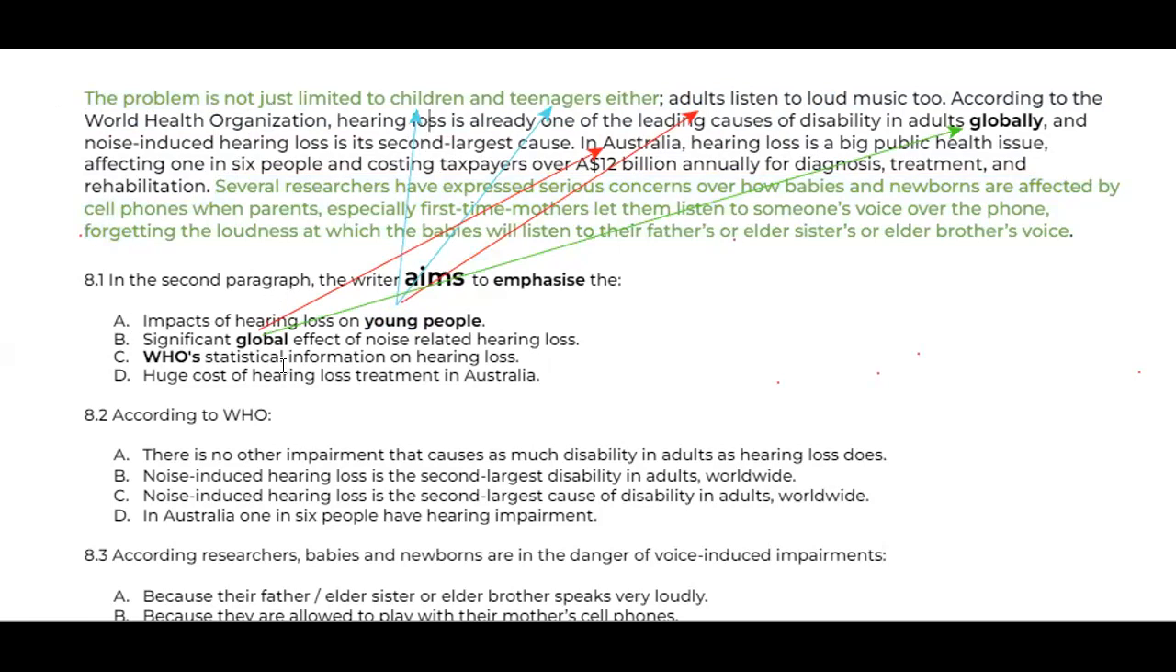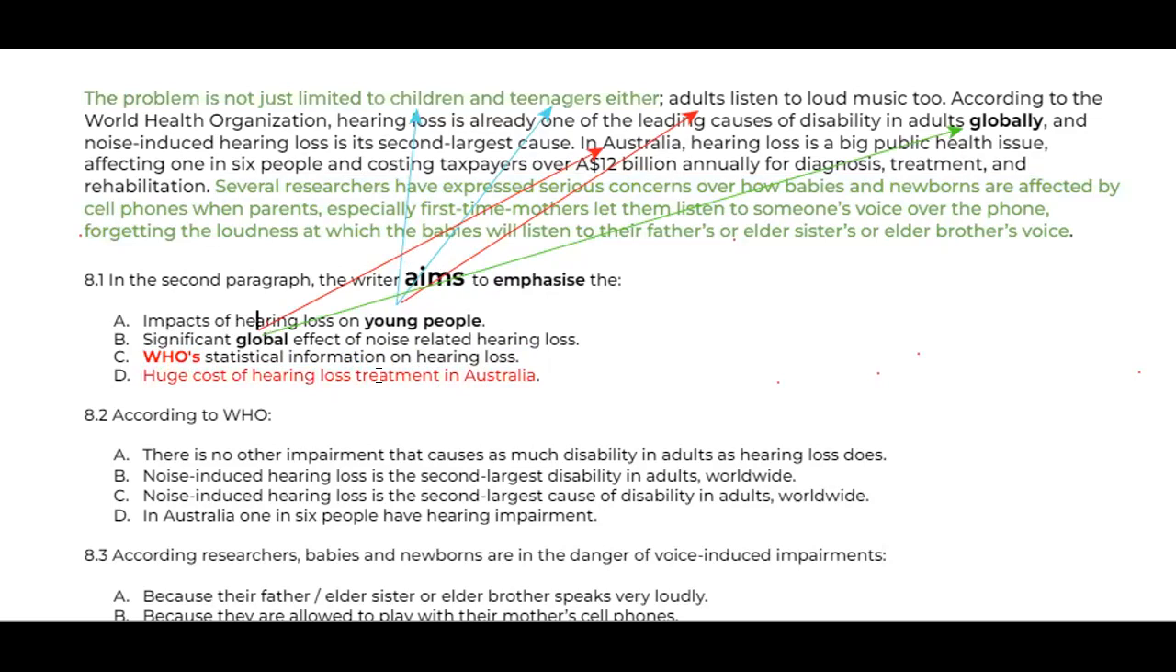So A is going to be the correct answer almost, but let's eliminate this one, whose statistical information on hearing loss is not the aim or the emphasis here. So we are eliminating that one because the content is very less for that. Huge cost of hearing loss treatment in Australia. If you are going to single out Australia, then what about the other emphasis here? So this also cannot be the correct answer here.